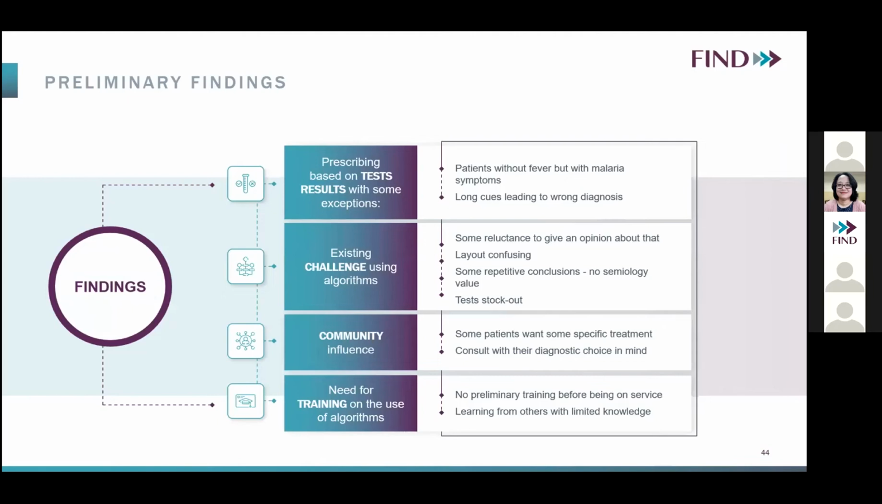For patients with fever and without malaria symptoms, sometimes the elder health worker prefers to give anti-malaria to this patient to avoid missing low parasitemia, because they know that the diagnostic tests have some sensitivity limits and cannot pick up low parasitemia. So they prefer to give anti-malaria to not miss low parasitemia. And there is sometimes a long course leading to wrong diagnosis. And you know, sometimes with the malaria diagnostic, there are some specific issues.